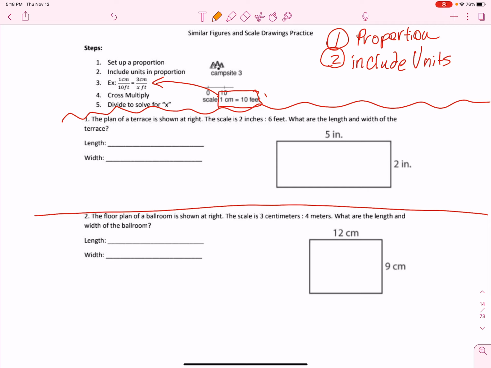The plan of a terrace is shown at the right. Anybody know what a terrace is? Because sometimes the words they use are pretty confusing. A terrace is like a porch, a front porch or a back porch. So the scale, that's an important word, is 2 inches to 6 feet. So we're going to set up our primary ratio. That's what it's going to be, primary ratio. Write that down.